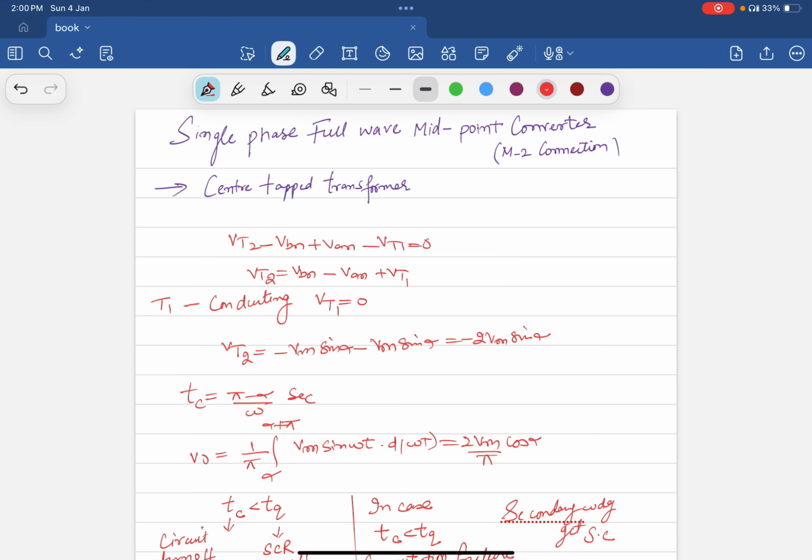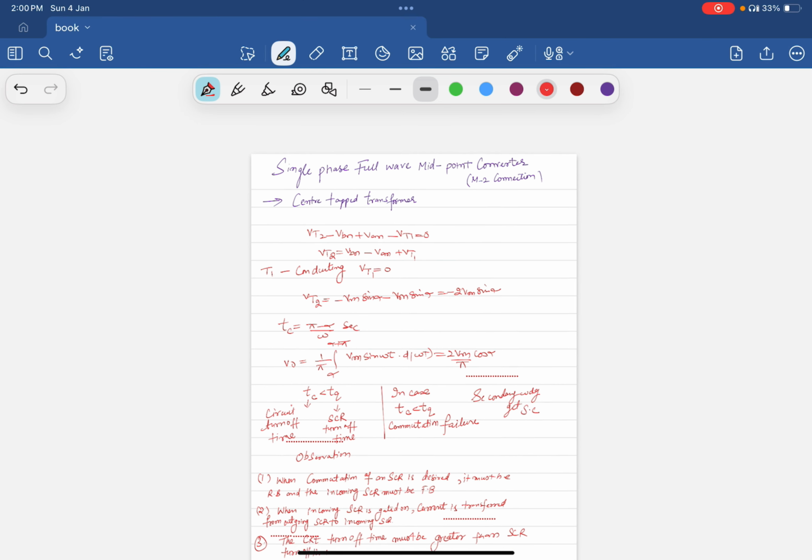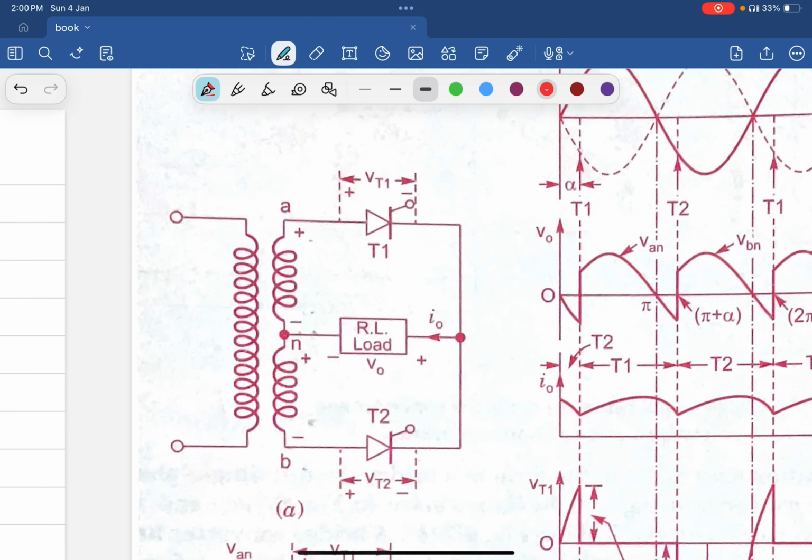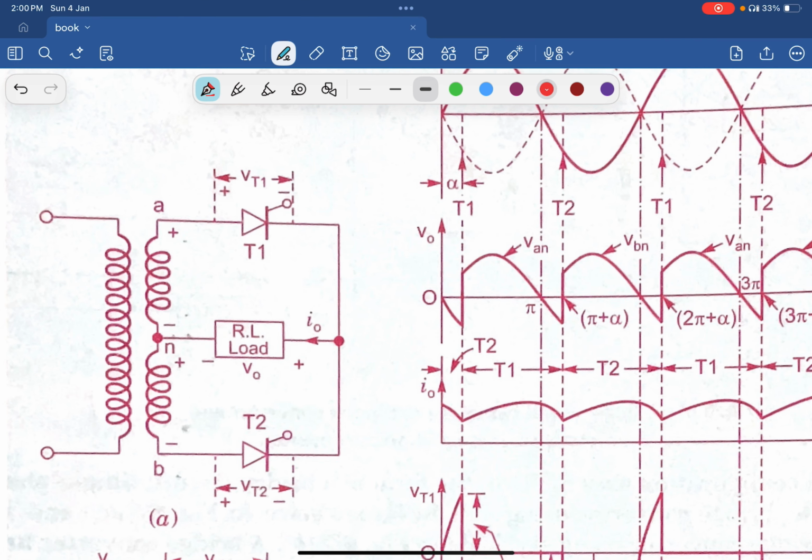Today we will discuss the single phase full wave midpoint converter using the center tapped transformer. So this is the diagram of a single phase full wave midpoint converter with center tapped transformer.